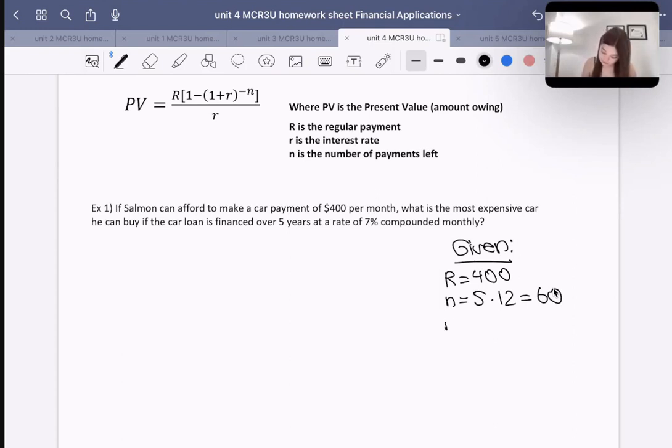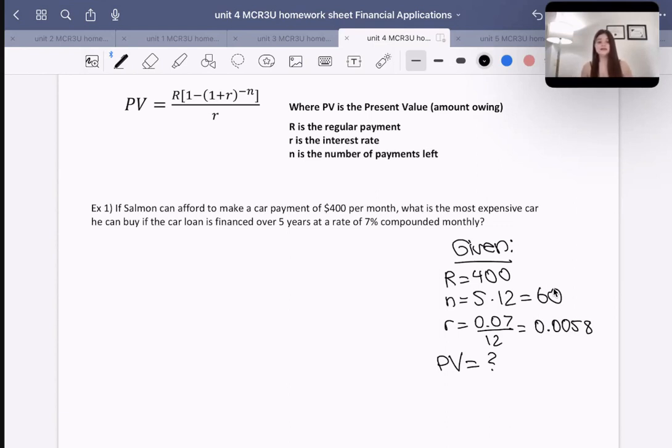And the interest rate is 7%, but it's compounded monthly, right? Which makes sense because it's monthly payments. So we're going to divide the 0.07 by 12, and we're going to end up with 0.0058 as our rate. And then what are we looking for? We're looking for our present value, right? We're looking at how much would he owe if he were to go ahead and do this, right? What's the most expensive car that he could afford?